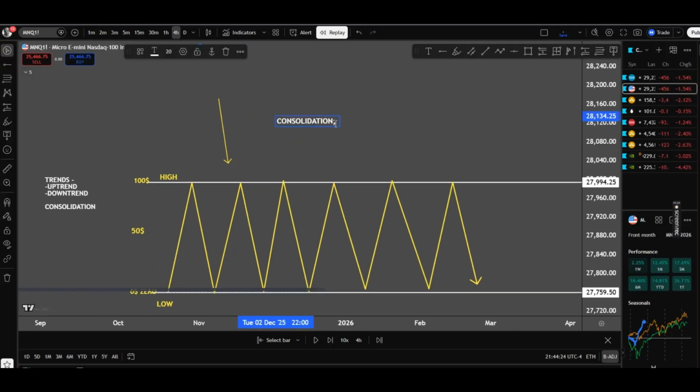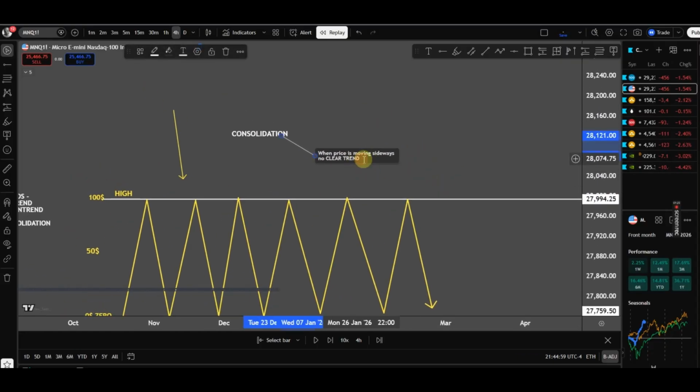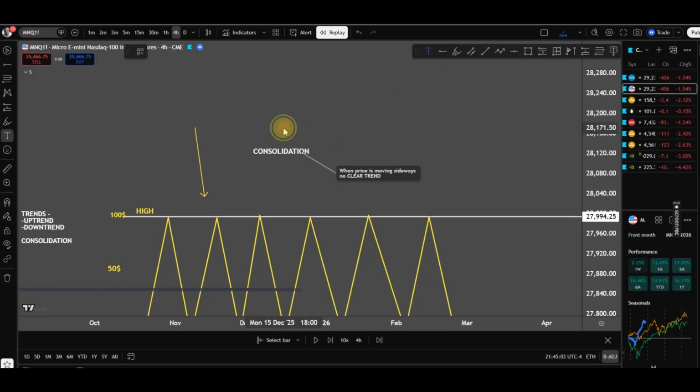Let me just say it again. Consolidation is when price is moving sideways with no clear trend. Because if there's no clear uptrend or downtrend, we don't know if we're going to press buy or sell, because where's the next level going to go? So this is called consolidation. And with consolidation, we do not trade consolidation.